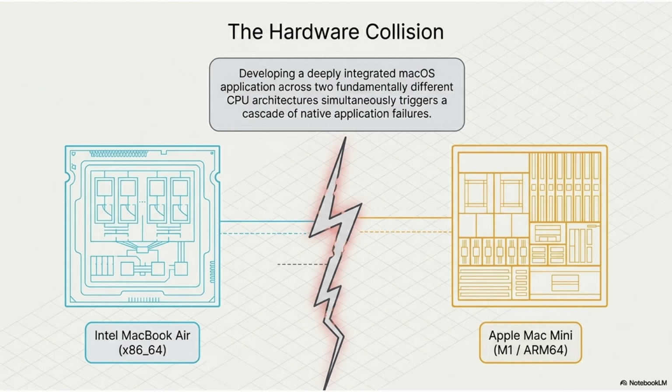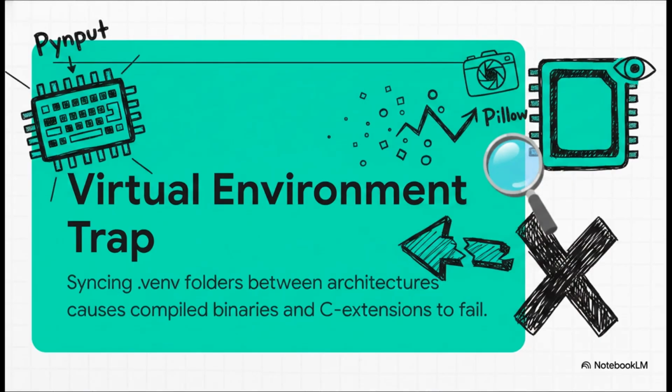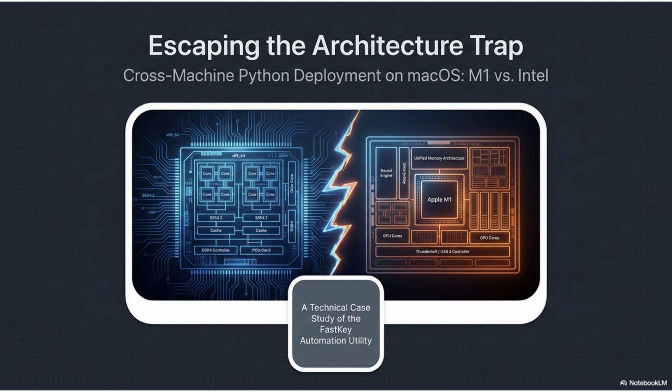And when you're doing Python development, this creates a massive trap. We call this the virtual environment trap. People usually think of Python as just plain text scripts, right? But major packages actually use compiled binaries and C extensions under the hood. So if you try transferring or syncing a single python venv folder across these two chips, everything breaks. Architecture-specific binaries for libraries like pynput, which handles the low-level keyboard listening, or Pillow for image processing, will just catastrophically fail if you mix them up.